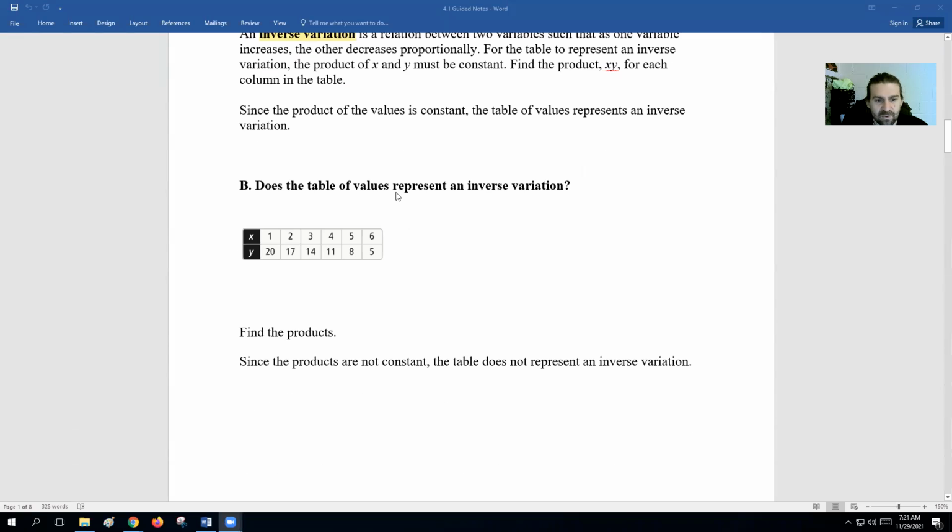All right, so now does this table represent inverse variation? As we can see here, as this goes up, this one goes down, so it has the potential. But what we're going to do is check their products. If we multiply x times y, 1 times 20 is 20, 2 times 17 is 34. Okay, already off to a bad start. 3 times 14 is 42. Okay, so these are not the same thing. We could keep going here. This is 44, that's 40, that's 30. Not looking good. All right, so these products are not constant, so that table is not an inverse variation.